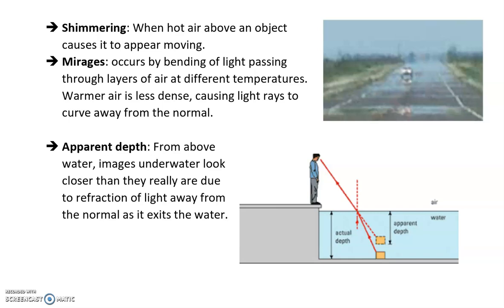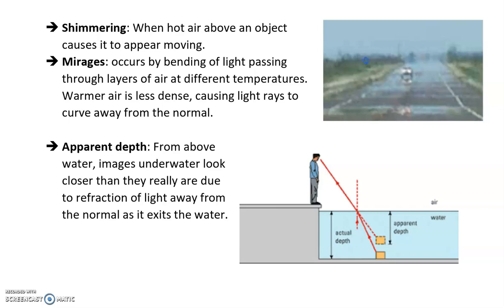A mirage is an example when we see the bending of light passing through layers of air at different temperatures. Warmer air is less dense, causing light rays to curve away from the normal. And so what you see in this case is what looks to be a mirage. It looks like there is water all over the road, when in fact there is not.